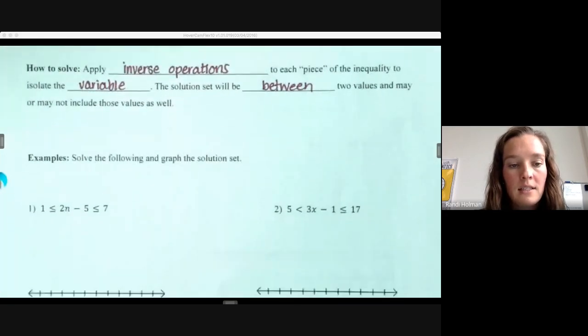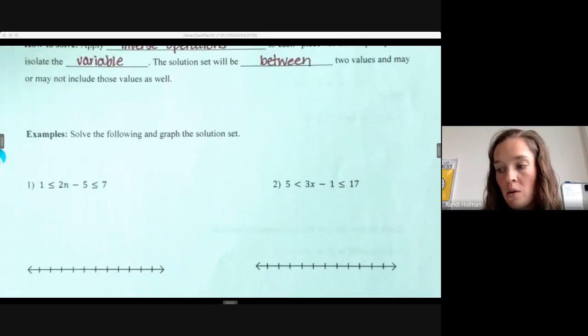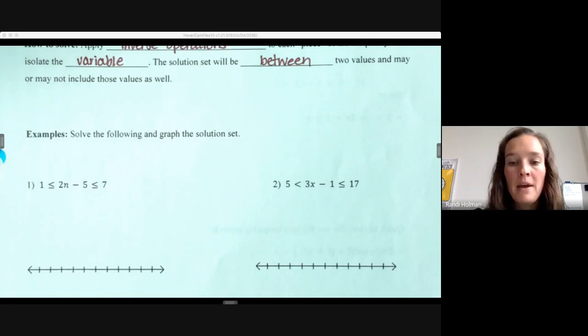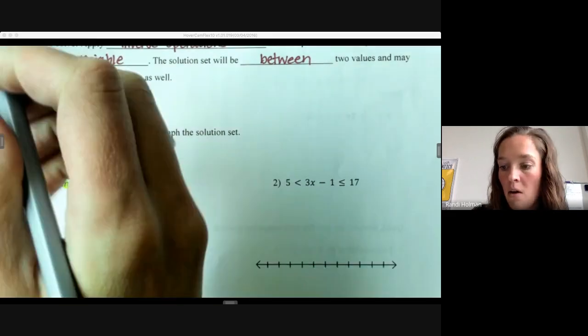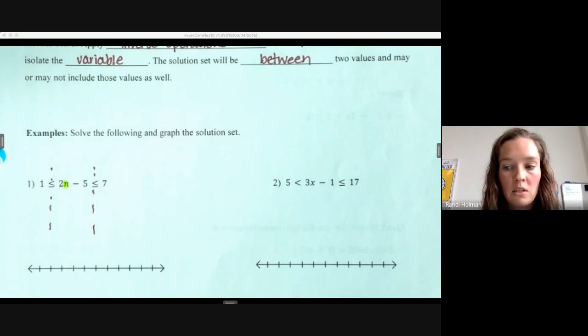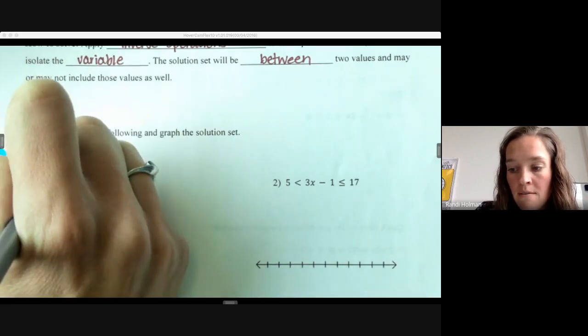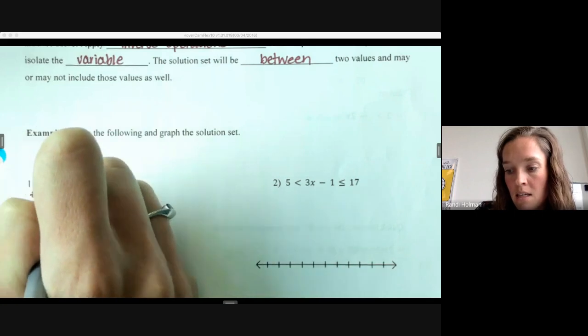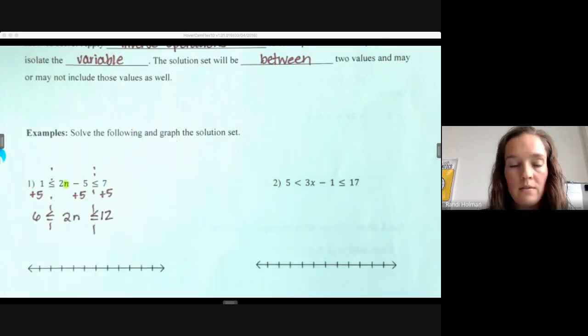So let's look at some inequalities here. We're going to solve the following and graph their solution sets. I'm still focused on my variable, looking at this n and asking, what do I need to do to get that n by itself? But I have 3 things that I need to do that to. We're still using our inverse operations in reverse order. So here we would add 5 first, but then I need to add 5 here and add 5 here. Now I have 6 is less than or equal to 2n, which is less than or equal to 12.